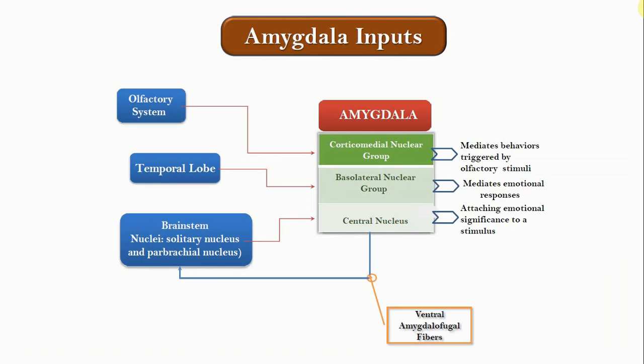converge to the amygdala into these three nuclei: corticomedial nucleus group, basolateral nucleus group, central nucleus group. The corticomedial nucleus group is associated with the behavior triggered by olfactory stimuli. The basolateral nucleus group mediates the emotional responses, whereas the central nucleus attaches emotional significance to a stimulus. The fibers from the brainstem nucleus to the central nucleus are called the ventral amygdalofugal fibers.